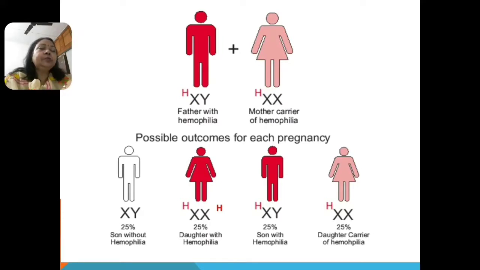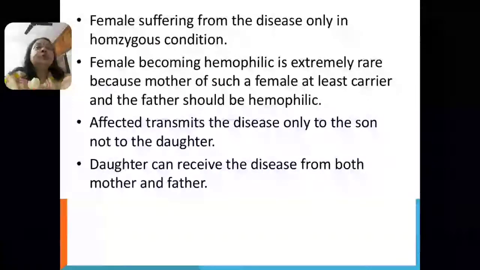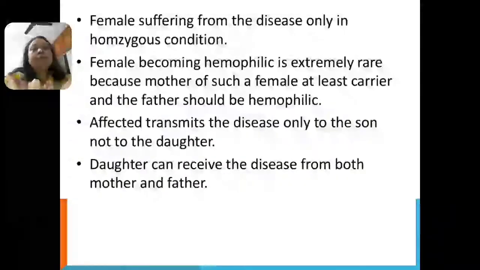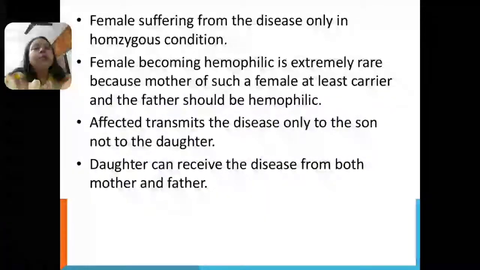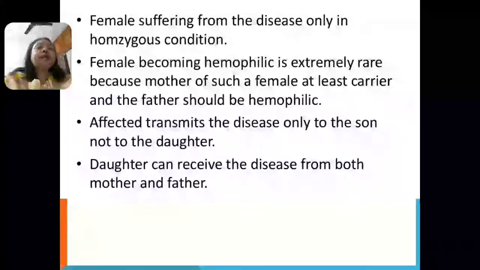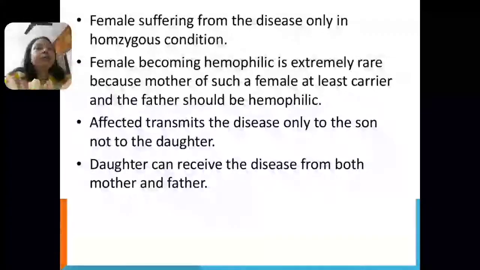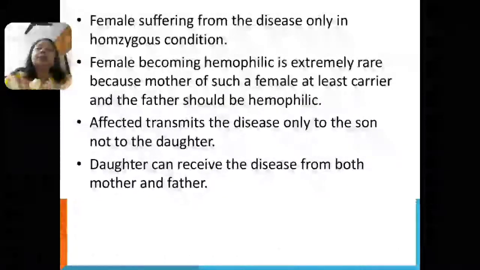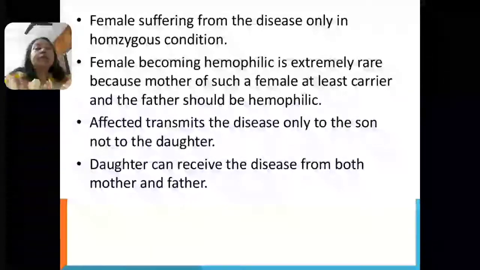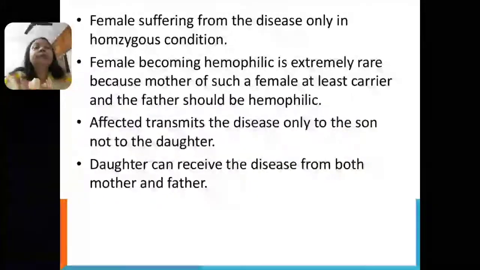25% son with hemophilia and 25% daughter who is a carrier of hemophilia. A female suffers from the disease only in the homozygous condition, and it is extremely rare for a female to become hemophilic, because the mother of such a female must at least be a carrier and the father should be hemophilic. It is only in that condition. The affected transmit the disease only to the son, not to the daughter. A daughter can receive the disease from both mother and father.